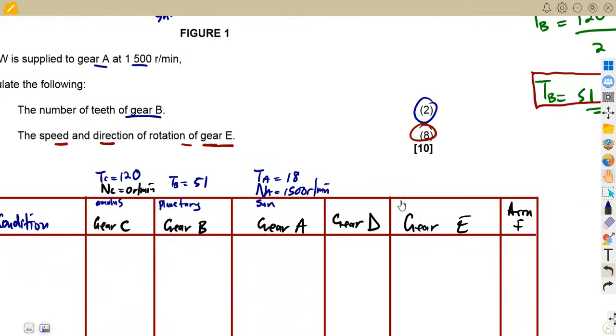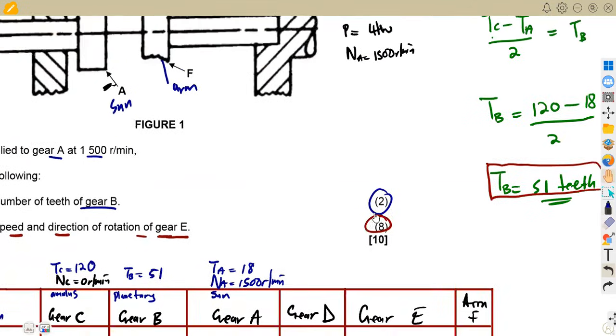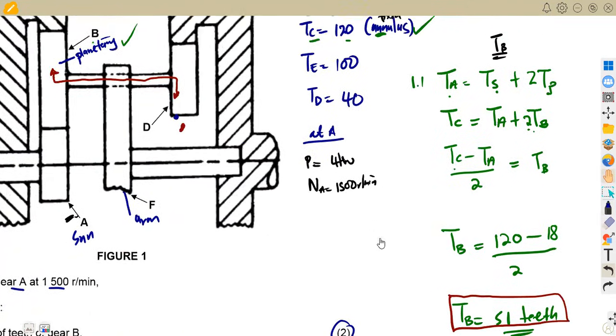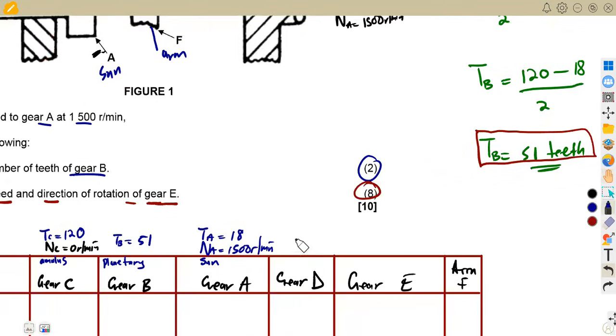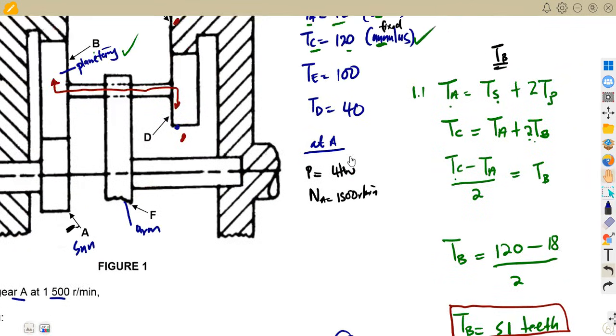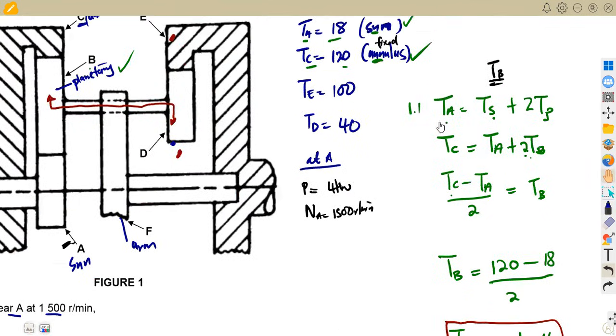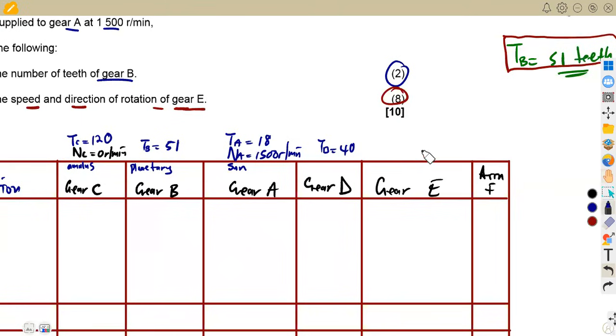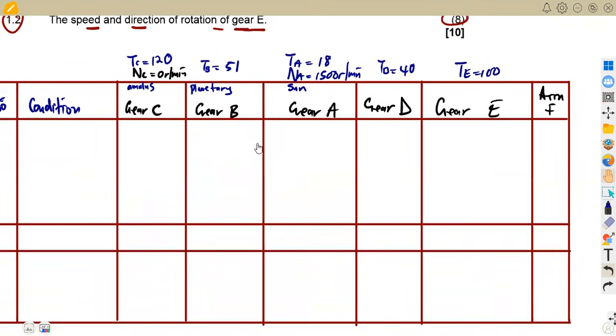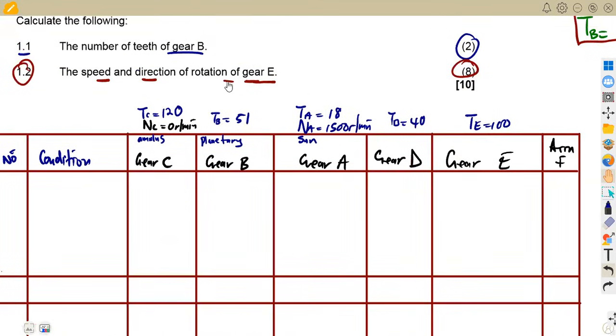Then gear D, we've got the number of teeth, which is 40. Gear E, we also have the number of teeth of gear E, which is 100. That is TE, it's 100 in this case. The arm is the one that we need. Okay, we need the speed of rotation of gear E in this case.